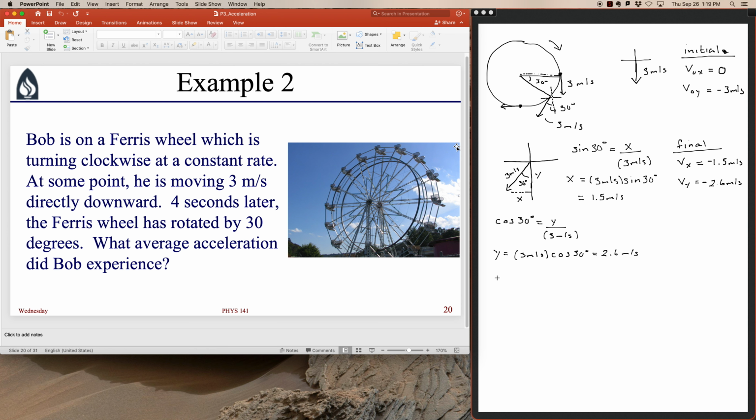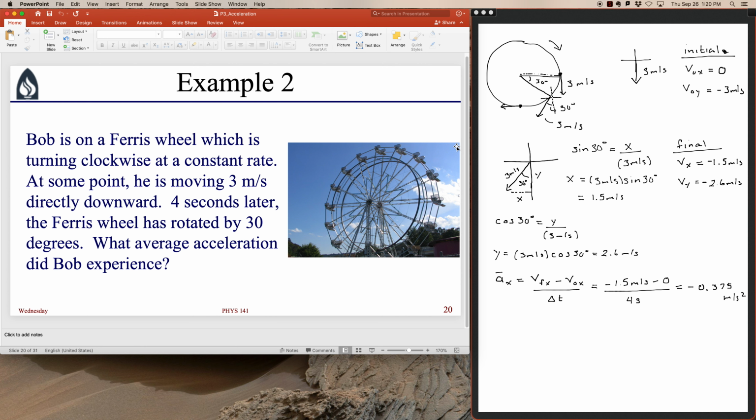So the average acceleration in the x direction is defined as being the final velocity in the x direction minus the initial velocity in the x direction, divided by the amount of time it took to accomplish that change. So the final velocity in the x direction is negative 1.5 meters per second, and the initial velocity in the x direction was 0. And that change was accomplished in 4 seconds. So the x component of the average acceleration is going to be negative 0.375 meters per second squared.